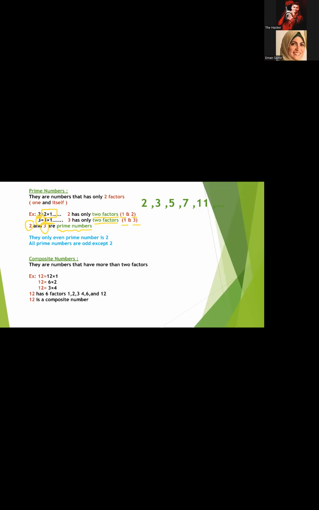Let's look at the other prime numbers. We find that the smallest prime number is 2, and it is the only even prime number. All the other prime numbers are odd. The smallest odd prime number is 3, and the smallest even prime number is 2. We have also 5, 7, and 11 as prime numbers, because each one of them has only two factors, that is itself and 1.